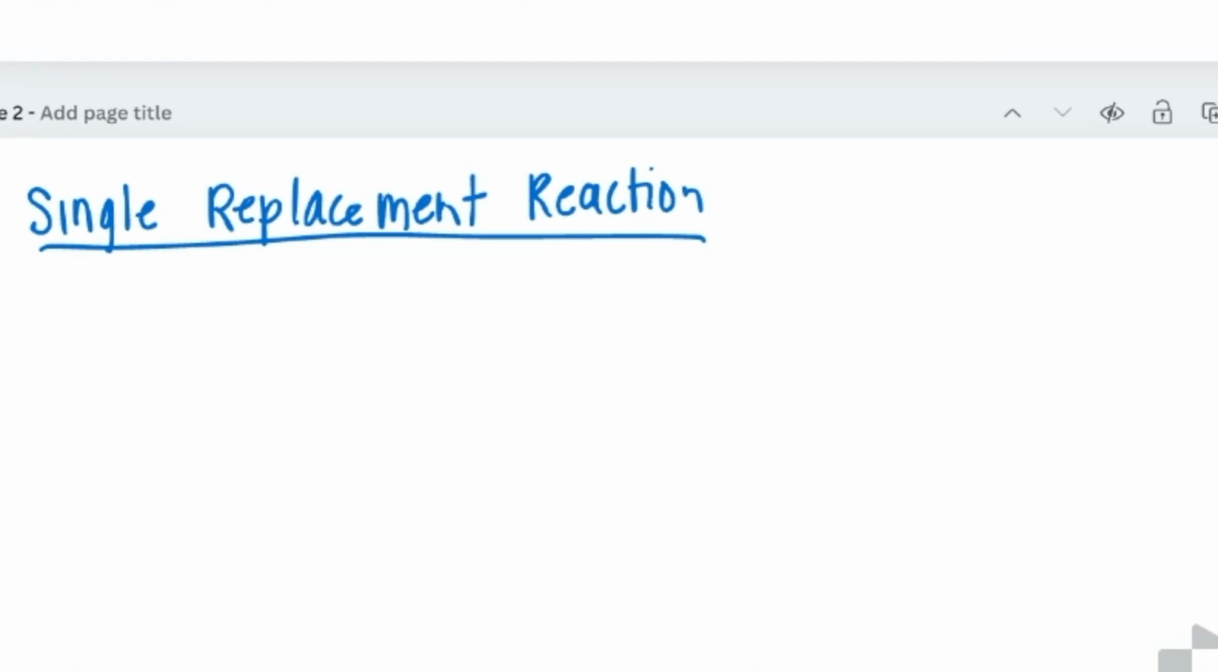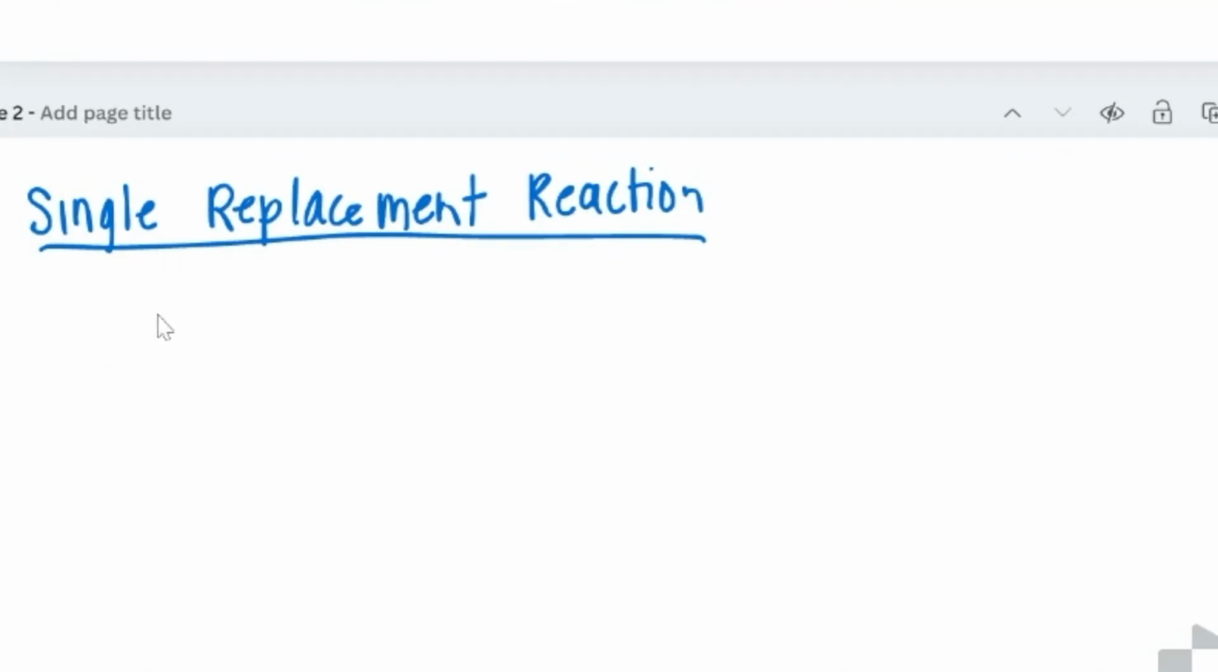So we have an element and a compound as our starting material. Basically, the element is going to come in and kick one of the elements out of the compound to make a new compound and a new element. Again, the key to all of these reactions is that you have to make something new. Your product needs to be different than the reactant that you started with.